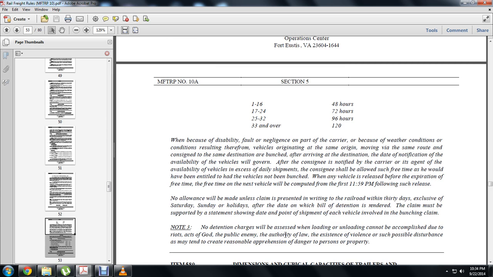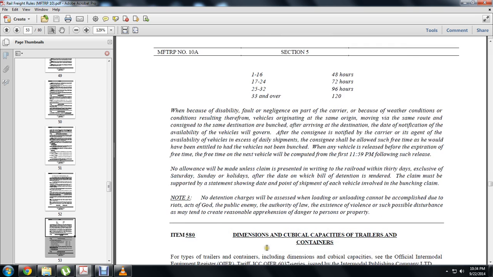The claim must be supported by a statement showing the point of shipment of each vehicle involved in the bunching claim. No detention charges will be assessed when holding and unloading cannot be accomplished due to acts of God, the public enemy, the authority of law, the existence of violence, or such possible disturbances as may be intended to create reasonable apprehension of danger to person or property.